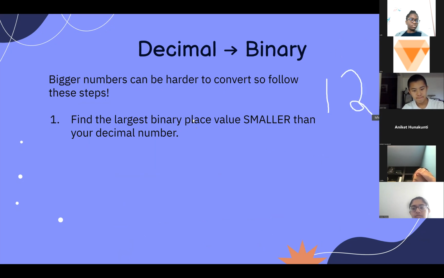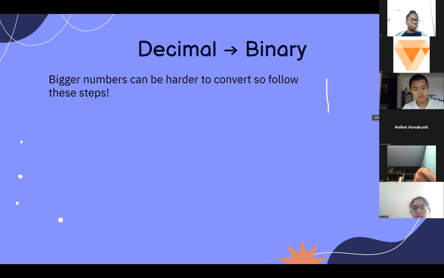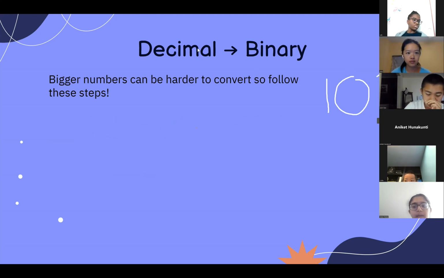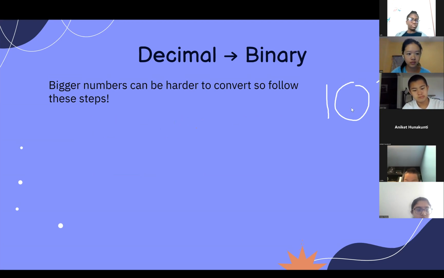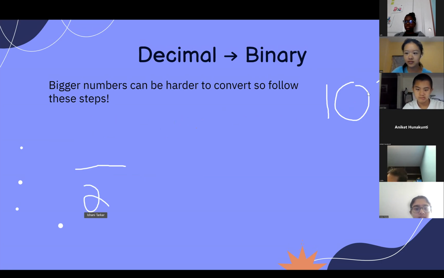So let's try 102 in binary. So okay, so what's the greatest power of 2 that fits into 102? Yes, so it would be 64, which is 2 to the power of 6, right? So 1 times 64 would fit into that. So what's 102 minus 64?